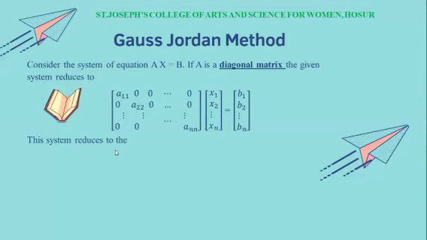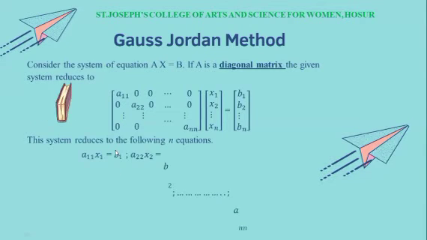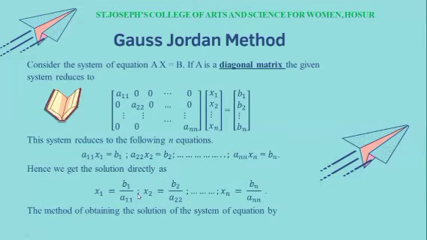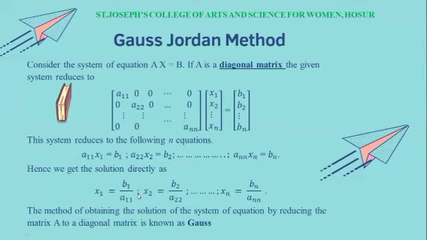So the system of equations is reduced to the following format, like this, and from this I can get the values directly. I don't have to use back substitution here; you can get the result directly after solving. For example, if I want the x value, I can get x1 equal to b1 divided by a11, that is the first element, and it goes on for all values. The method of obtaining the solution of a system of equations by reducing the matrix A to a diagonal matrix is known as the Gauss-Jordan method.